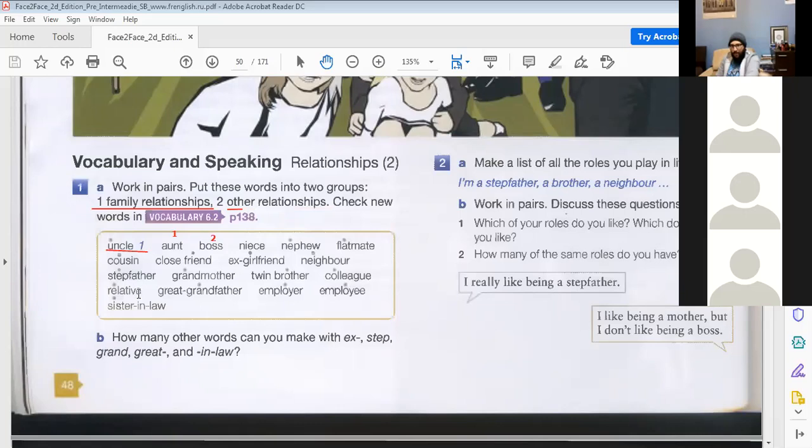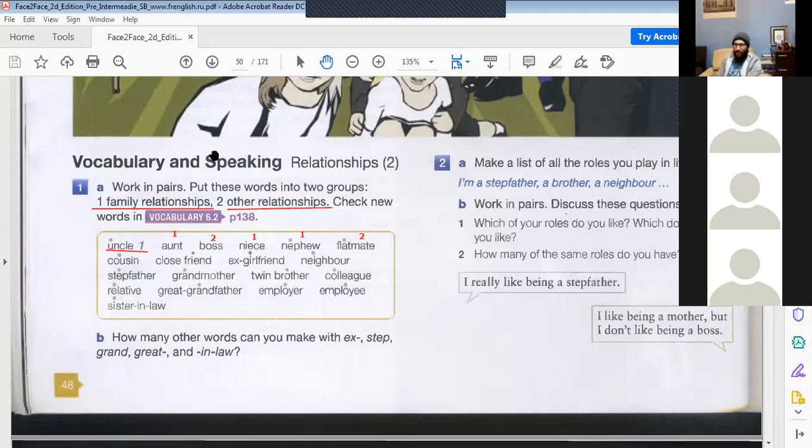What's the meaning of flatmate? Flatmate is someone who lives with you in the same flat. Like students, when they study in university, they sometimes live in the same apartment. This is flatmate. Okay. And sometimes they say roommate, flatmate. It's the same thing. Cousin. Family. 1. Yeah, 1. family.